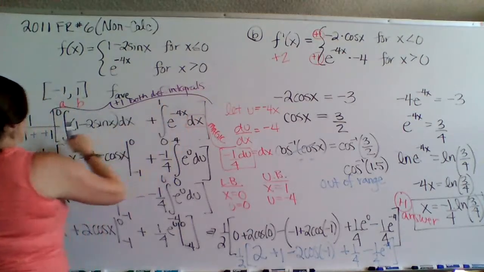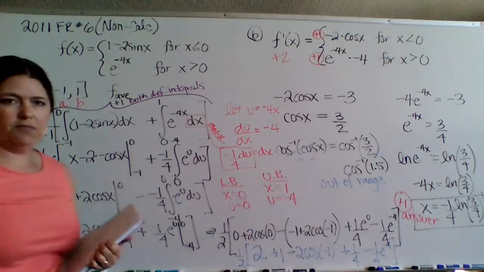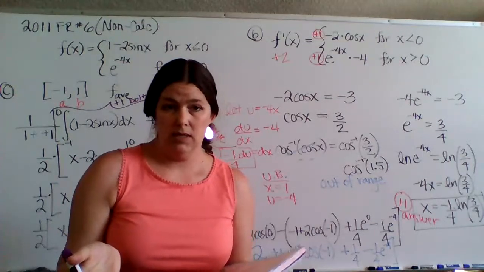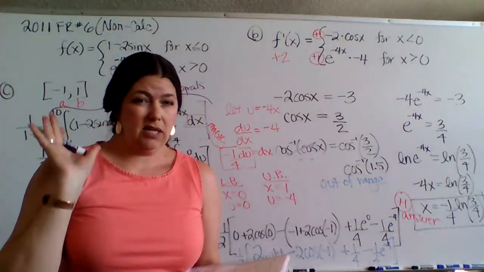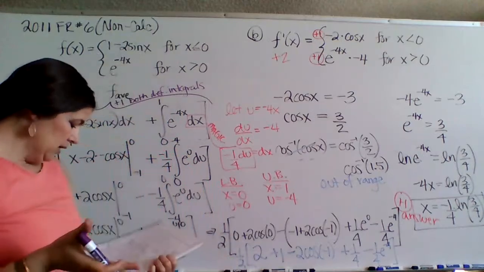And if you forgot about the 1 over b minus a in front for the average value, you wouldn't lose that point. You could still earn that point. And that's not even integrating it yet. It's just the setup. Okay? So you get 1 point for that.